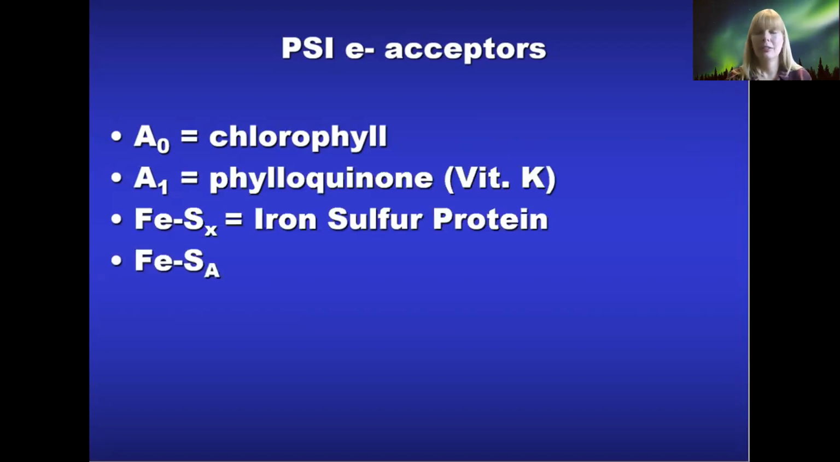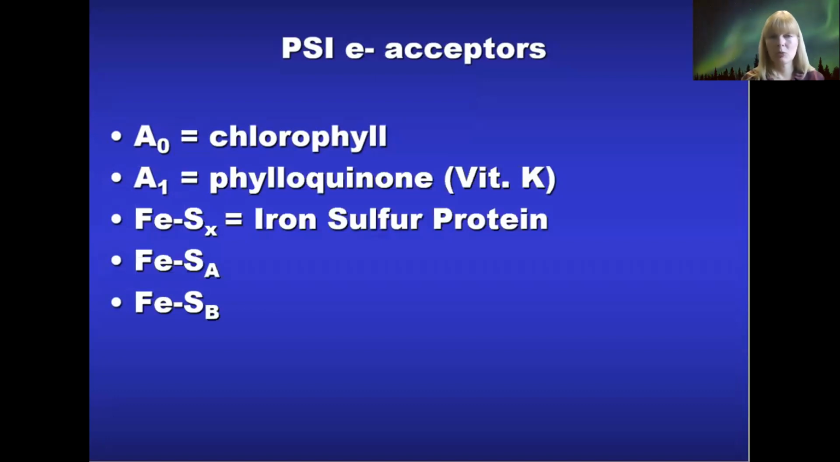Actually, you should denote it FeS-X, sorry. The first iron sulfur protein that gets it, denote that it's an X, because the next one that gets it is an A version, and then another one is a B. So you have the electron going to A0, then to A1, then to FeS-X, FeS-A, FeS-B, all in super rapid succession. We're talking picosecond transfers here, with the electrons going from donor to acceptor, all the way down.